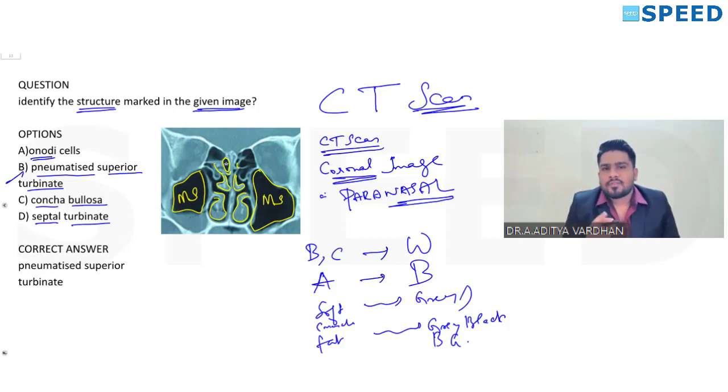These are shortcuts. So friends, just remember, they have marked a structure which is appearing black in CT, hence air is there. That's how I have come to the answer of pneumatized superior turbinate. Either you must have radiological anatomy knowledge, or you must have shortcut tricks like this. Now I have told you what the correct answer is. Now let's look at the other options.